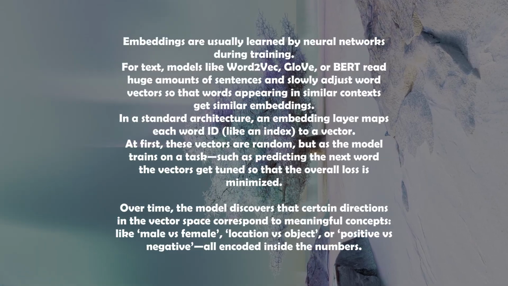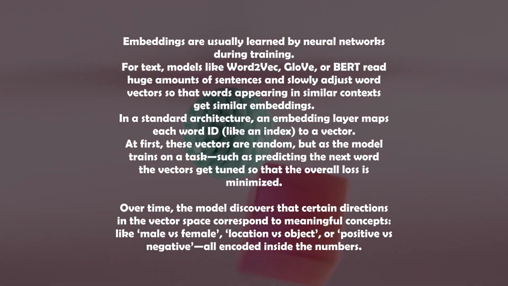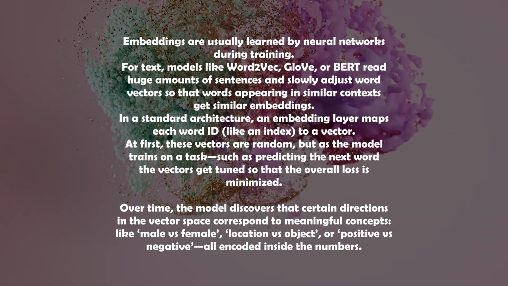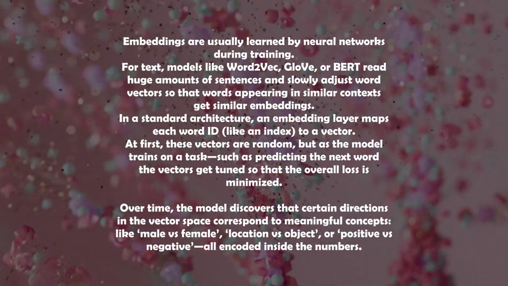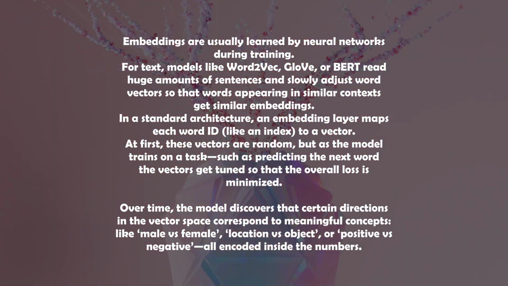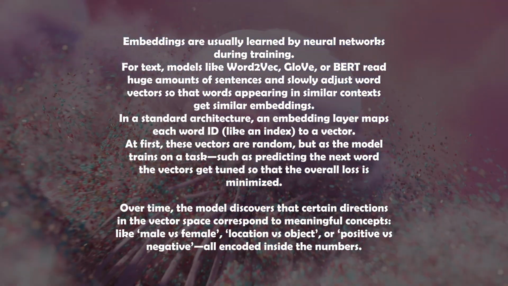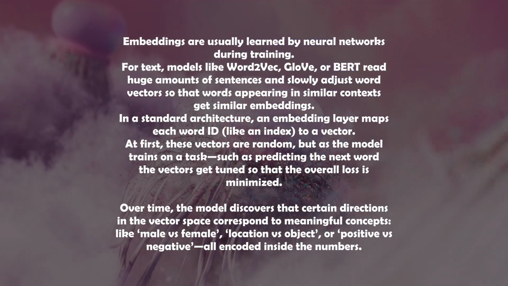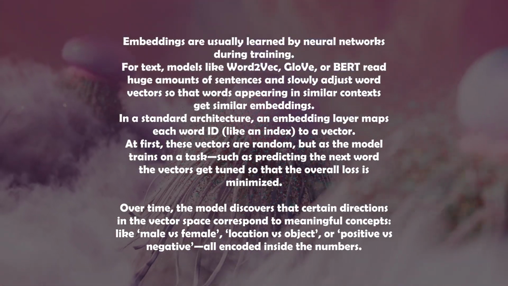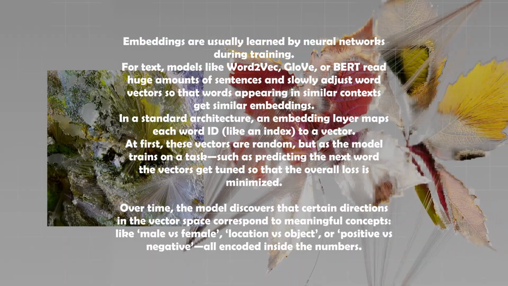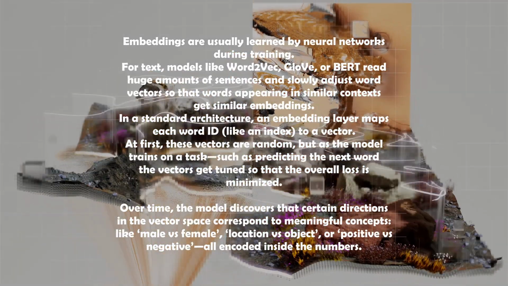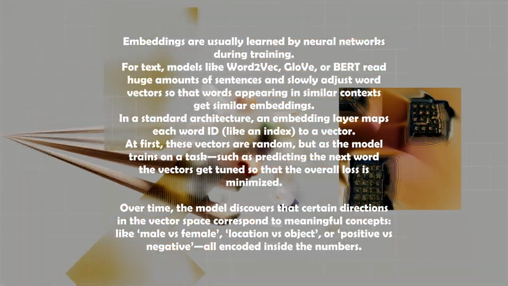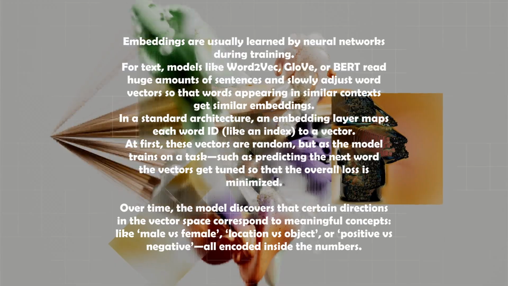In a standard architecture, an embedding layer maps each word ID, like an index, to a vector. At first, these vectors are random, but as the model trains on a task such as predicting the next word, the vectors get tuned so that the overall loss is minimized. Over time, the model discovers that certain directions in the vector space correspond to meaningful concepts like male versus female, location versus object, or positive versus negative, all encoded inside the numbers.